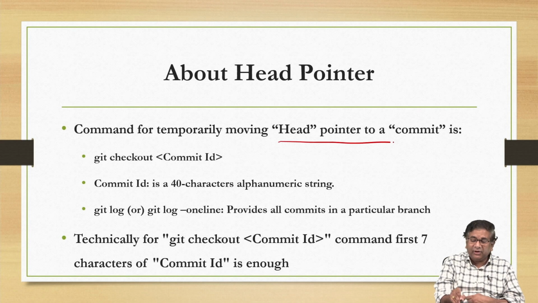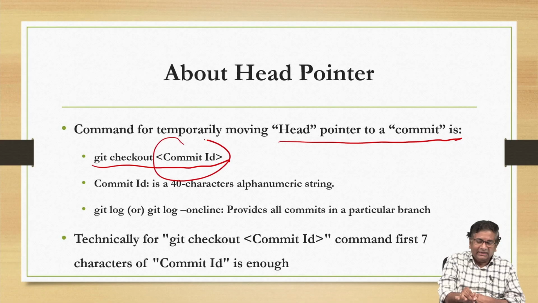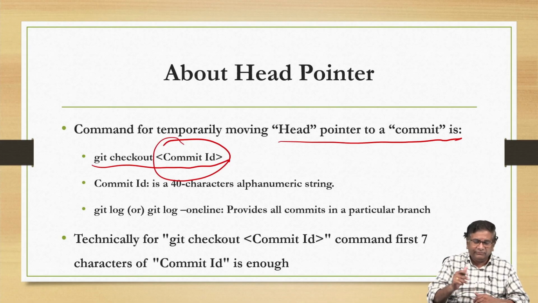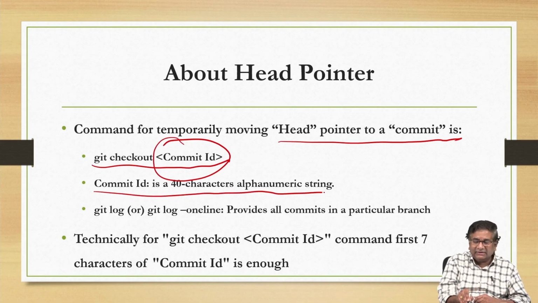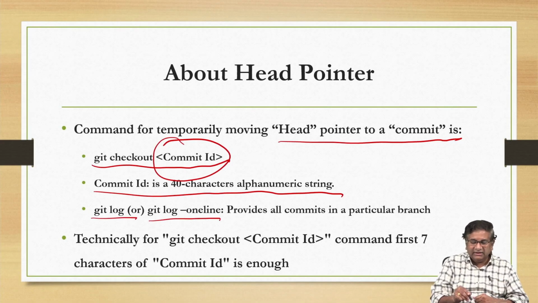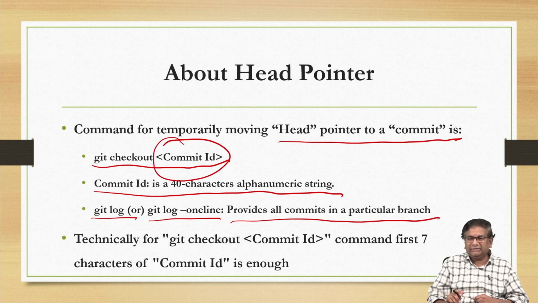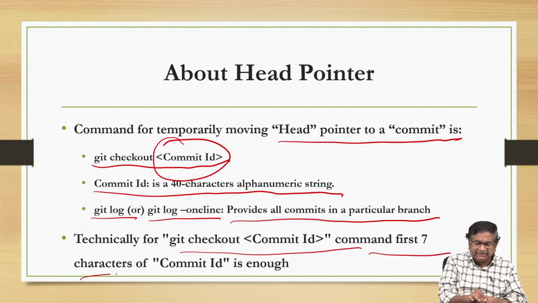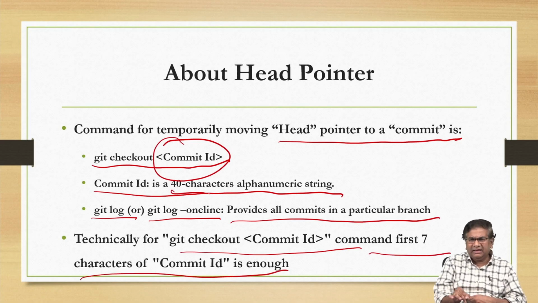The command for temporarily moving the head pointer to any commit is git checkout commit ID. Now what is this commit ID? Whenever we commit code, it gives you a long number, a 40-character alphanumeric string, which is called the commit ID. Whenever you commit something, it will allocate that number. How do I know that number? Git log or git log --oneline. I think I talked about it. It provides all commits in the particular branch. For git checkout commit ID, the first 7 characters are enough, even though there are 40 characters.